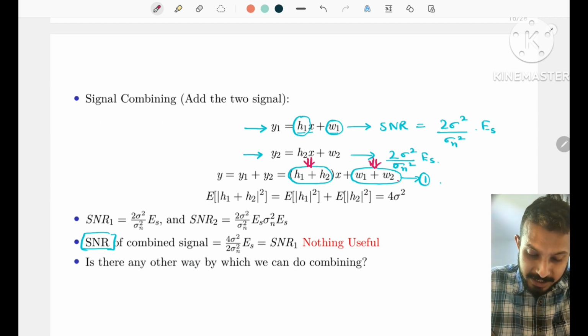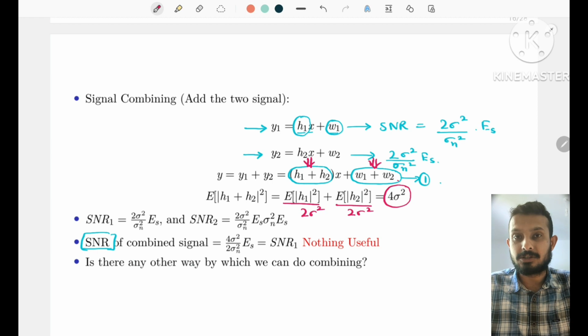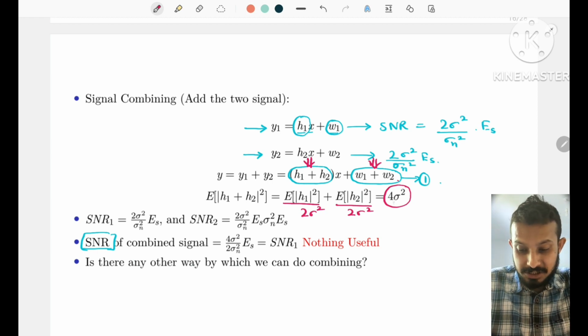So we have the expectation of mod square of h1 plus h2. They both are independent, so we can write it as the expectation of mod square h1 plus the expectation of mod square h2. The variance of h1 is 2 sigma square, and the variance of h2 is again 2 sigma square. So in the signal term, we get 4 sigma square. Basically, the variance is just getting added.